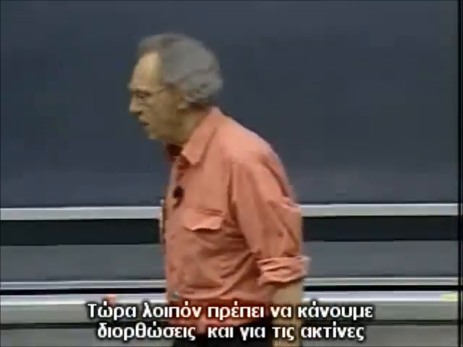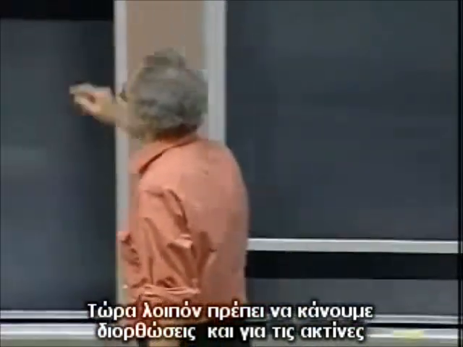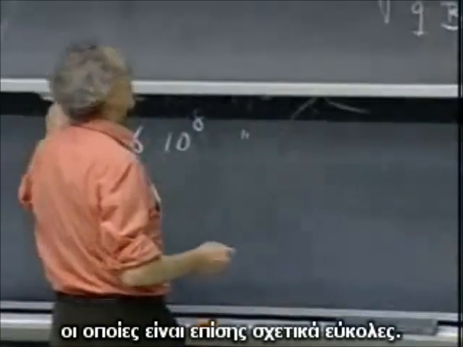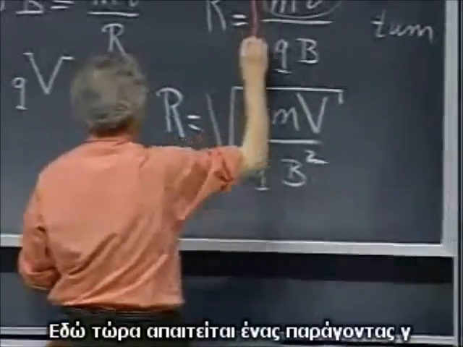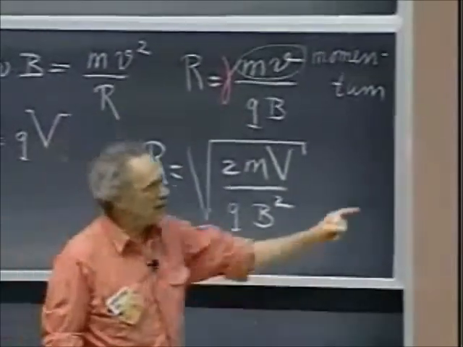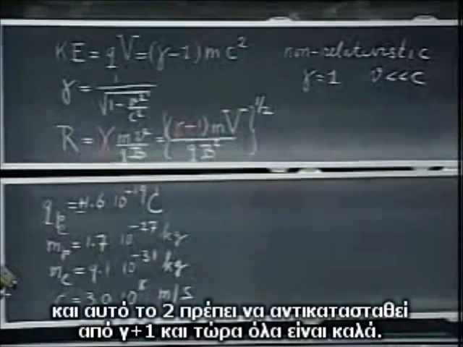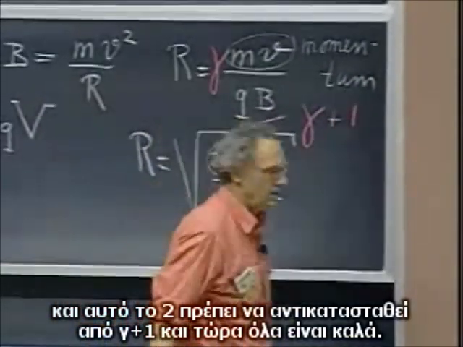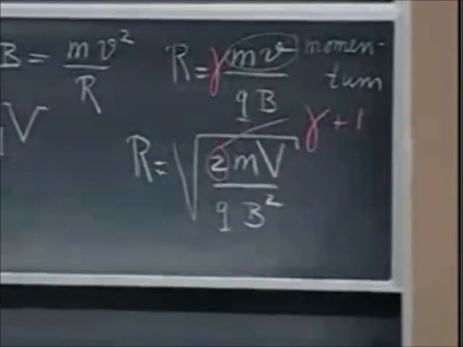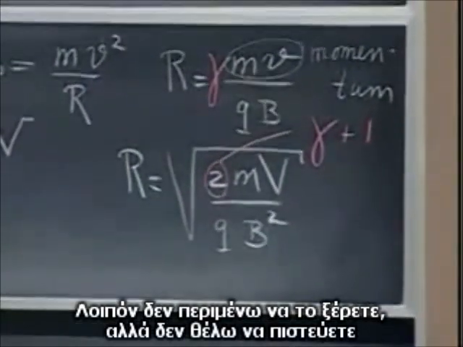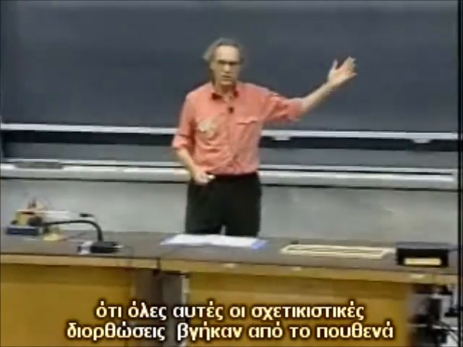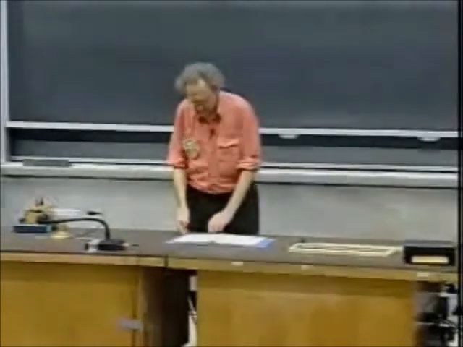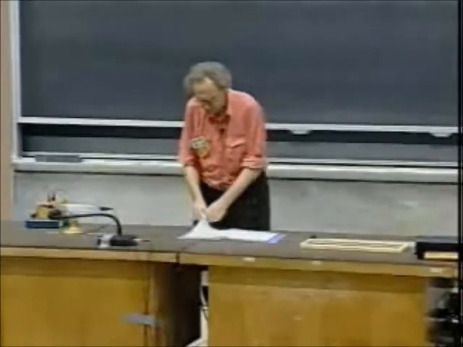And so we now have to make a correction also for the radii, and those corrections become, again, relatively easy. This now requires a factor gamma, and you see that on the upper blackboard there. And this 2 now has to be replaced by gamma plus 1, and then everything is okay. So I don't expect you to know this, but I don't want you to think that all these relativistic corrections come out of the blue, nor do I want you to think that it is very difficult. It really isn't. The equations are extremely straightforward.